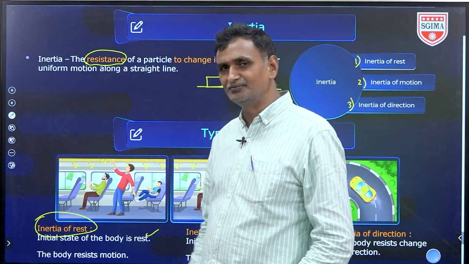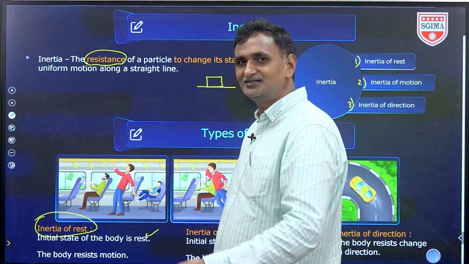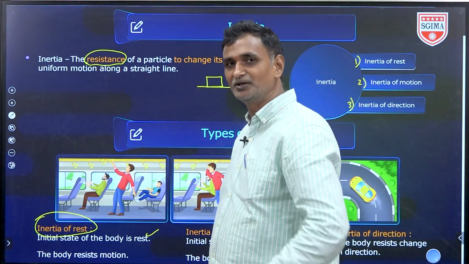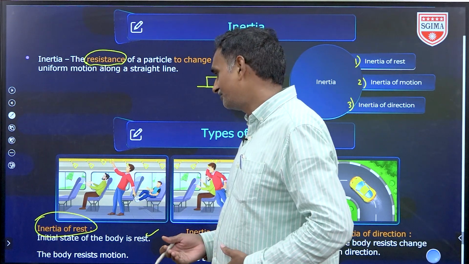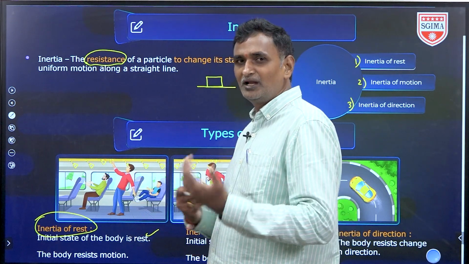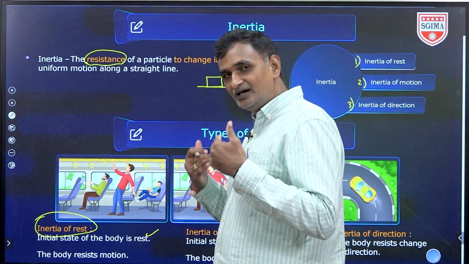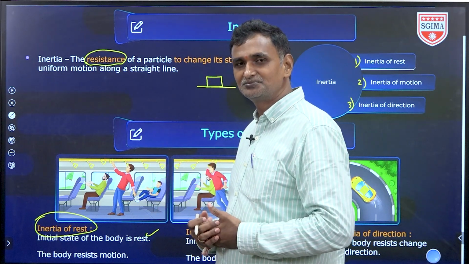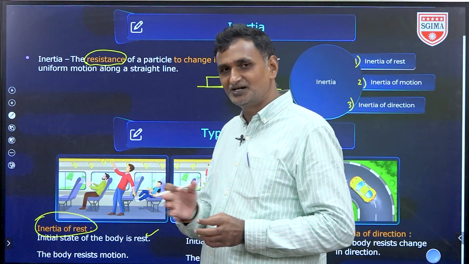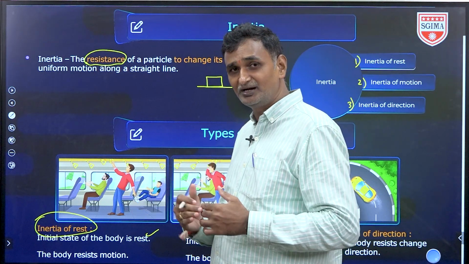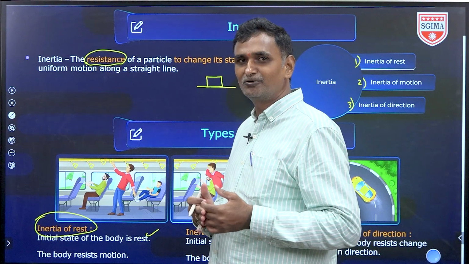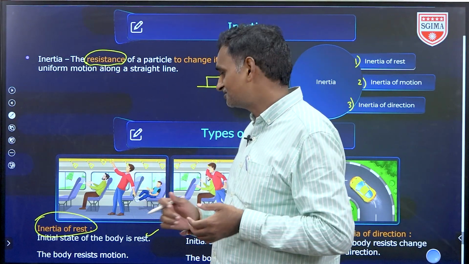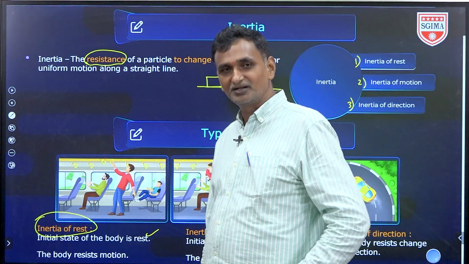The bus suddenly starts moving. Bus moving means there is a reason, because the engine applies power, and that is why it is moving. But at the same time, the persons also need to move along with the bus, but they oppose the motion immediately, instantaneously. Within a fraction of a second they will adjust their motion with the bus, but during this change, in that time, they feel a little jerk backward. That jerk is due to inertia of rest.